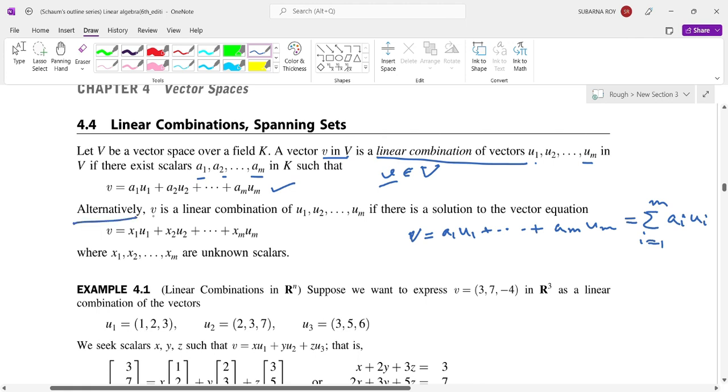So in another way you can define linear combination. v is a linear combination of u1, u2, ..., um if there exists a solution to the vector equation.